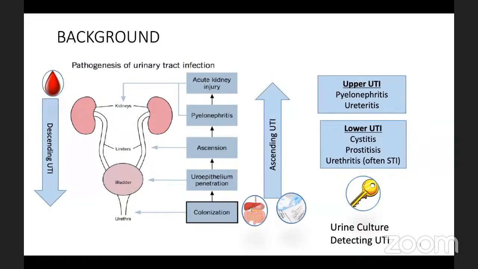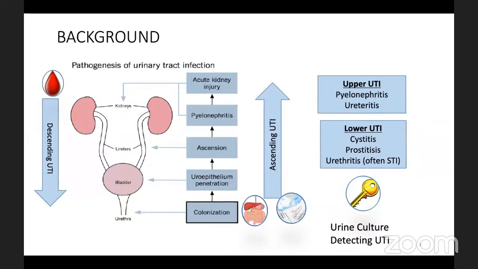UTI or urinary tract infection has 2 main forms. It can be descending, where in a patient who has blood infection, bacteremia, or sepsis, as the blood goes through to the kidneys to be cleaned, bacteria ends up seeding into the kidney and then gradually going down to cause an infection in the urinary tract. And that is what we call descending UTI. And then we have the ascending UTI.